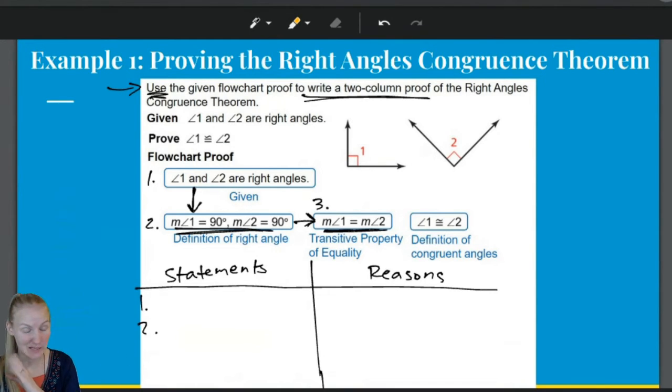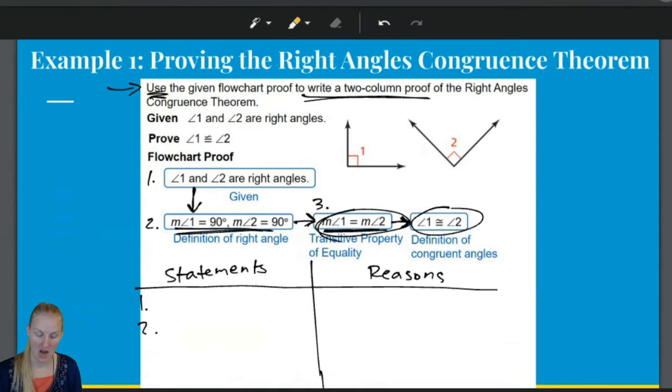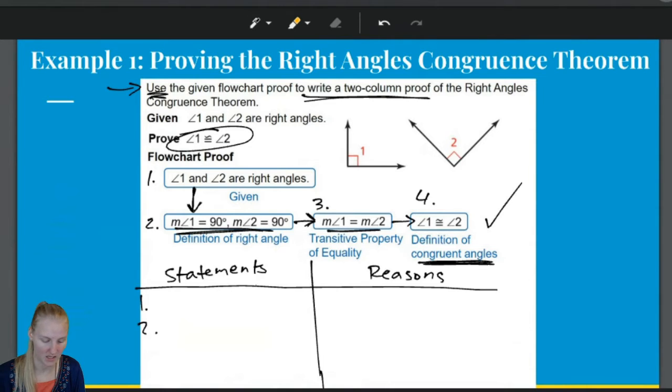This is like step number 3. And now, from here, we know that the measure of angle 1 is equal to the measure of angle 2. Now, how do we get to them being congruent? The definition of congruent angles. If two angles have the same measure, if their measures are equal, then they are congruent. That's what it means for two angles to be congruent. That is the definition of congruent angles. So now I understand this arrow too. And that's step 4, and that's what we wanted to prove, so that is the end of our proof.